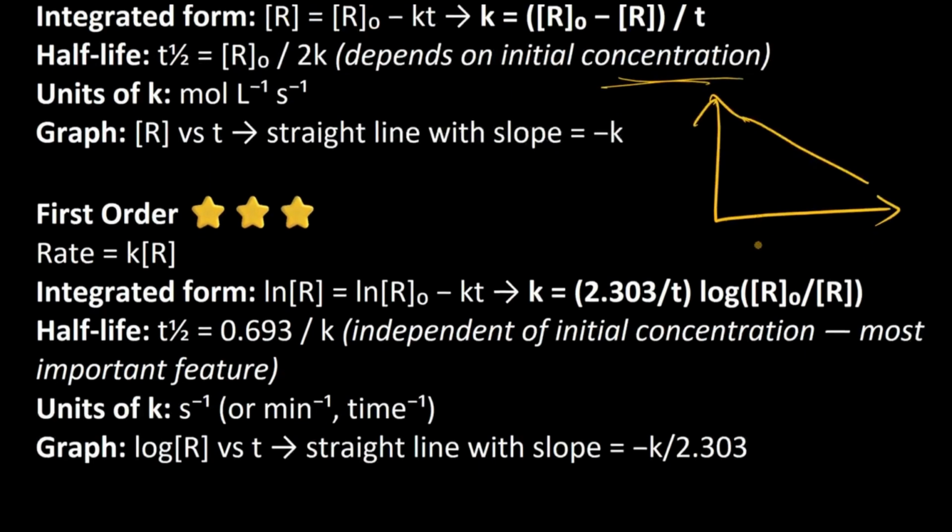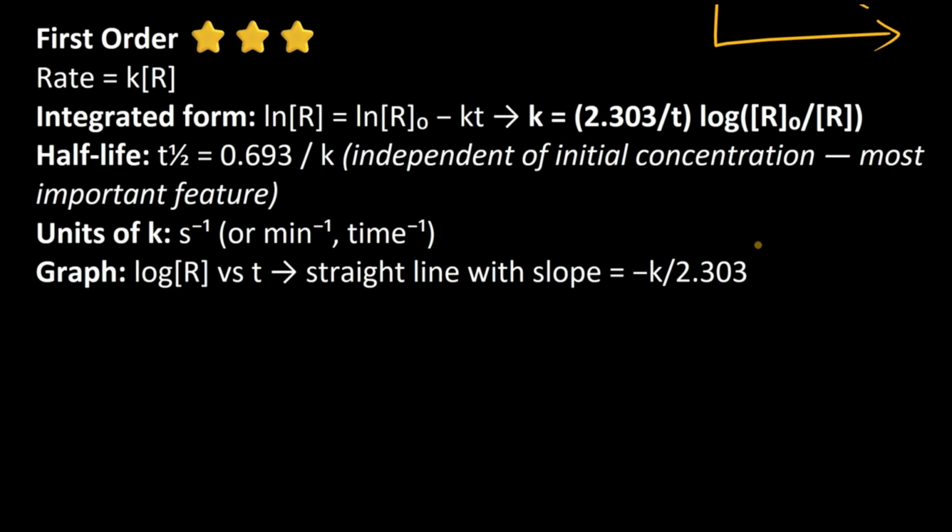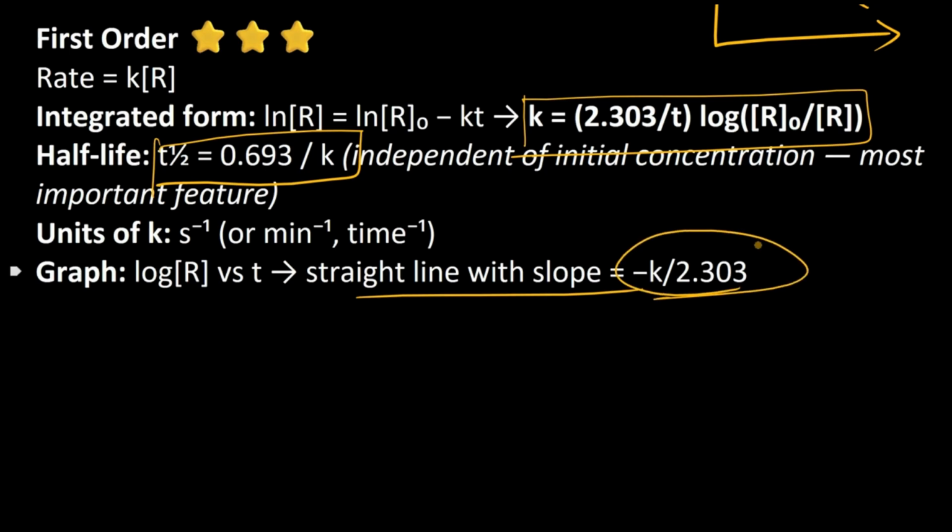Then first order reaction, it is dependent on the reactant concentration, right? Half-life, that is independent of the initial concentration. Half-life formula is T half is equal to 0.693 by K, and K is equal to 2.303 by T log R0 divided by R. If you are plotting the graph between log R versus T, you will get a straight line with the slope of minus K by 2.303.